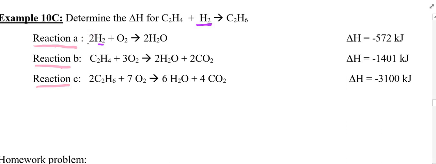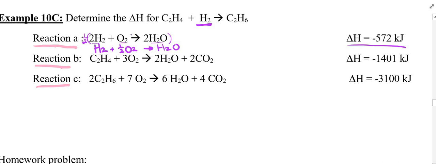I can't just change this to 1. Whatever I do to the reaction, I have to do to the overall enthalpy of this reaction step. So we want to turn this to 1. In order to turn this to 1, I need to multiply it by 1/2. Whatever I do to this one, I have to do to the oxygen and the water. So I'm just going to multiply the entire reaction by 1/2. I'm going to rewrite it just to keep organized. So that's going to give us H2 plus 1/2 O2, and it's going to give us 1 H2O.